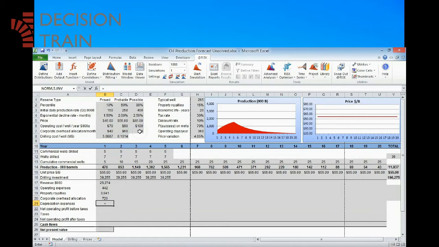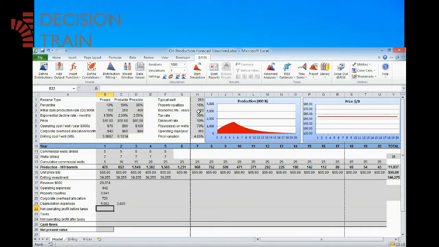69. On cell B21, write the following function to consider depreciation expenses for the year. Equals B16 divided by Econ Life. Econ Life is the named cell H3. 70. On cell C21, write the following, equals C16 divided by Econ Life, plus B21. This cell accumulates previous depreciation expenses and calculates the year's ones.